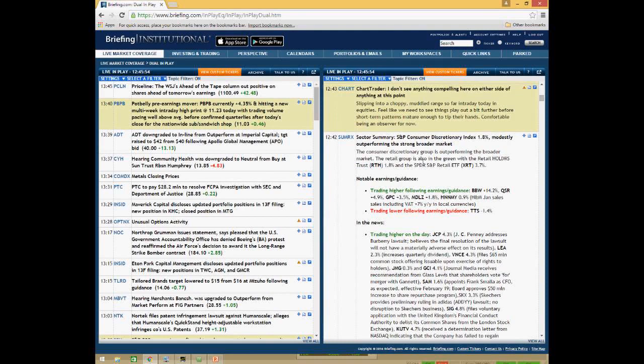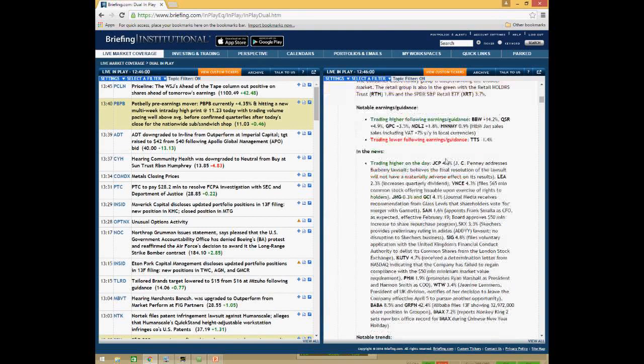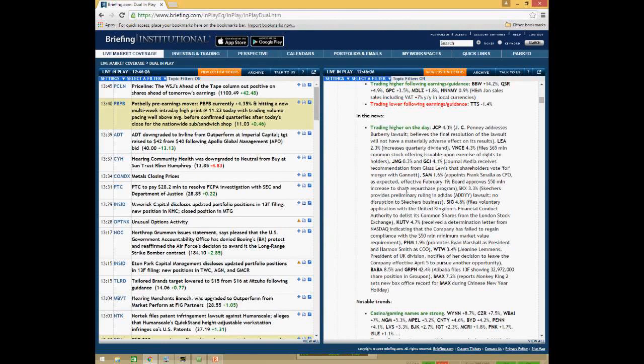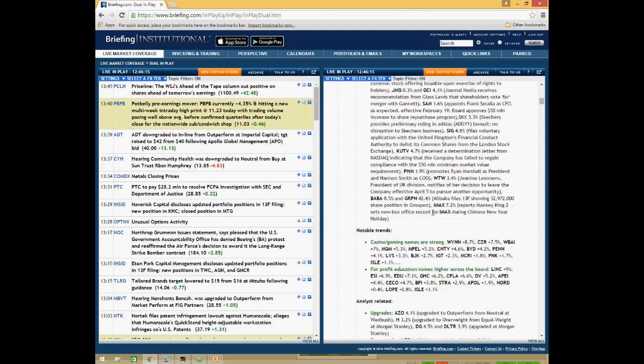I want to know which sectors are outperforming and underperforming. I want to know what names specifically have been moving the market today based upon some sort of headline, whether it was earnings or buybacks, whatever it was. I want to know the main gist of the market. It's the kind of stuff that's going to show up in the paper tomorrow, and I just want to know about it ahead of time.